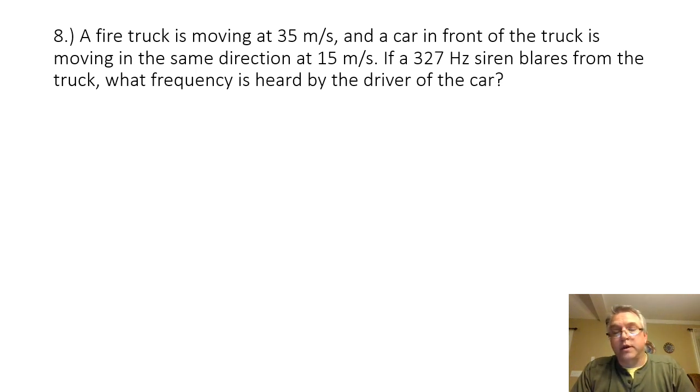So let's see what we are given in this problem. We know that the velocity of the source of the sound wave, which is the fire truck, specifically it's the siren on the fire truck, but a siren is moving with the fire truck. So the velocity of my source of the sound wave is going to be 35 meters per second. And it's going to be a positive 35 meters per second because the truck is moving in the same direction as the car. It's moving toward the car because we have the car in the front and the truck in the back.